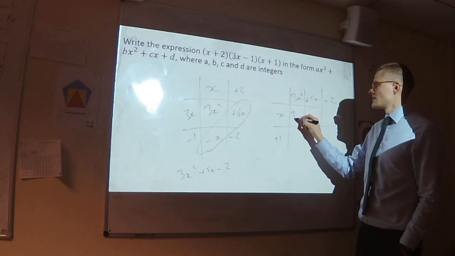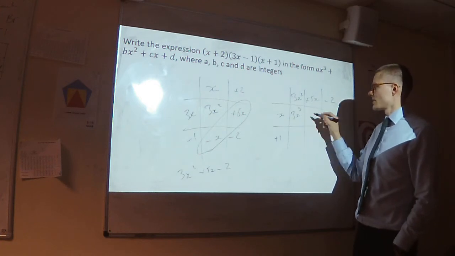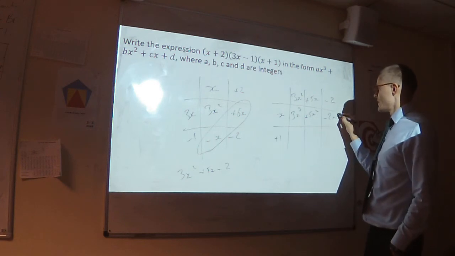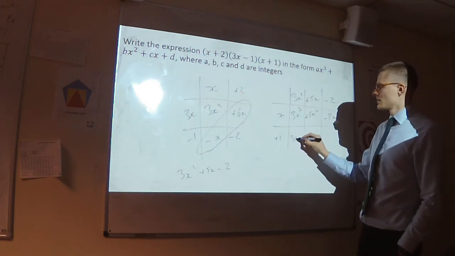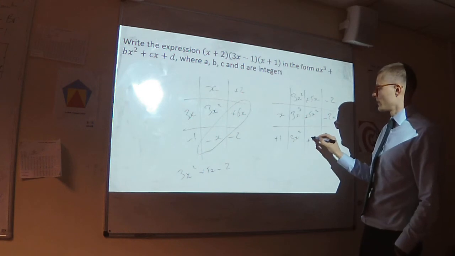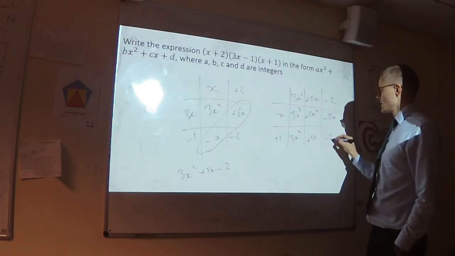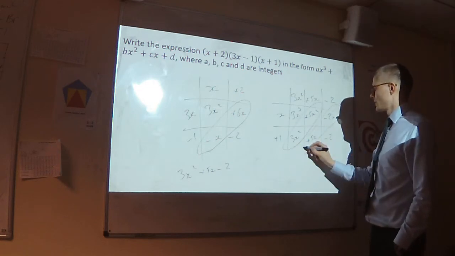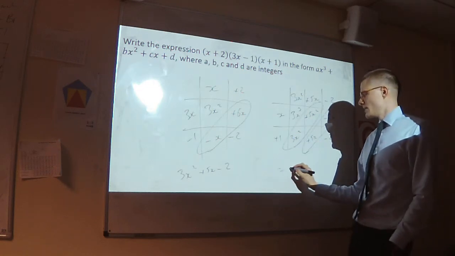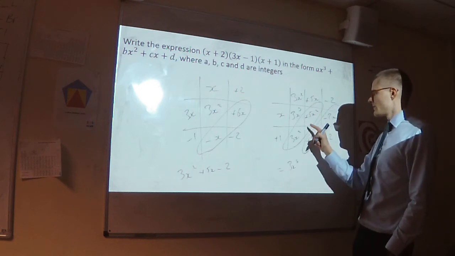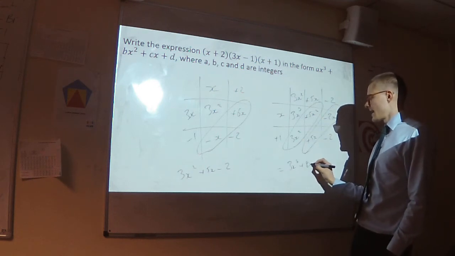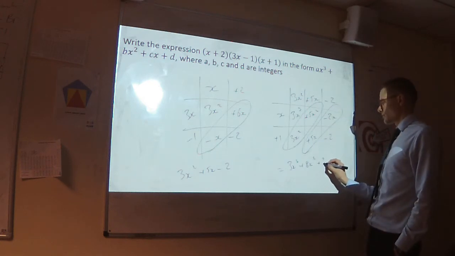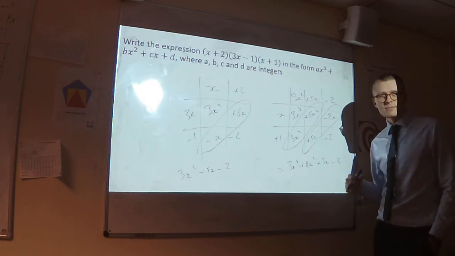X times 3x squared, 3x cubed. X times 5x, 5x squared. X times negative 2, negative 2x. 1 times 3x squared, 3x squared. 1 times 5x, 5x. 1 times negative 2, negative 2. And again, my pattern, these are going to be the ones that simplify. So my answer, 3x cubed, 5x squared plus 3x squared is 8x squared, 5x minus 2x is plus 3x, and then minus 2 is my final answer.